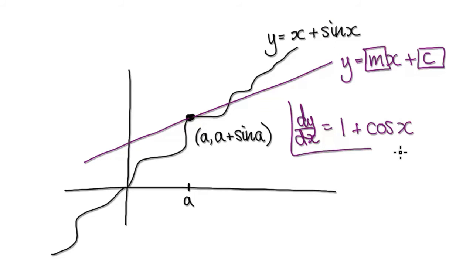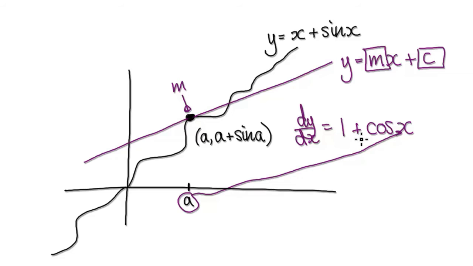So this allows us to work out the gradient anywhere on this function, but we want to know the gradient specifically at this point here. So we need to know m right at this point. If you want to know the gradient right at this point, put a into the gradient formula. So this is our gradient formula. If you want to know the gradient right here, put a into there. So that would be 1 plus cos a.